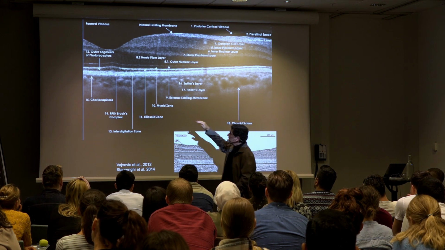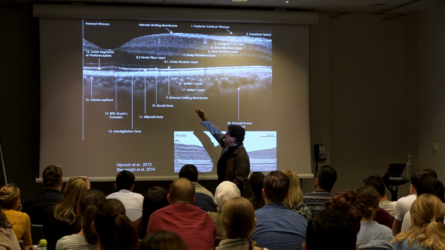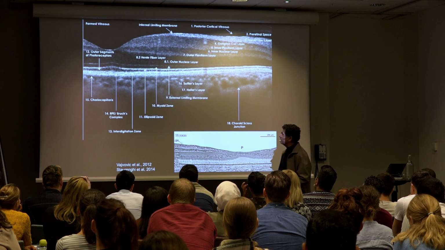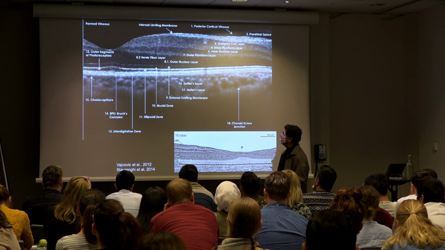And so when you start to lose photoreceptors, you're going to lose thickness in the outer retina, and also you'll start to get disintegration of the ellipsoid zone. So that's an important indication that something's happening in the outer retina.